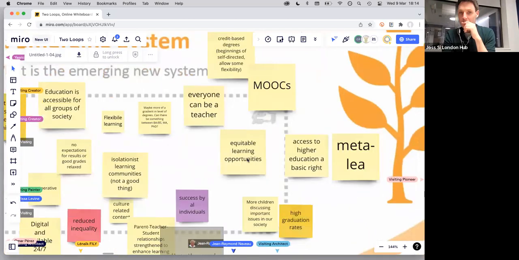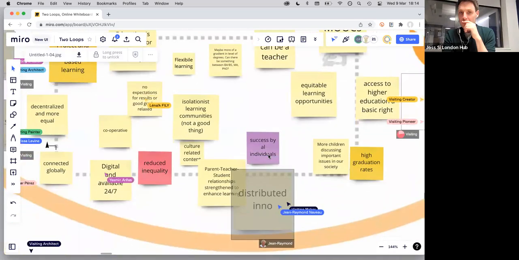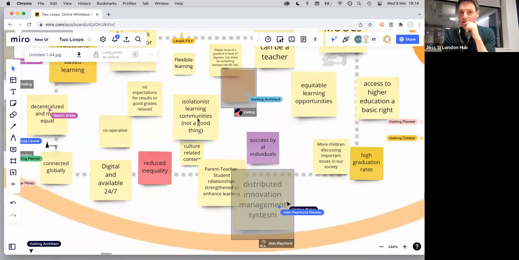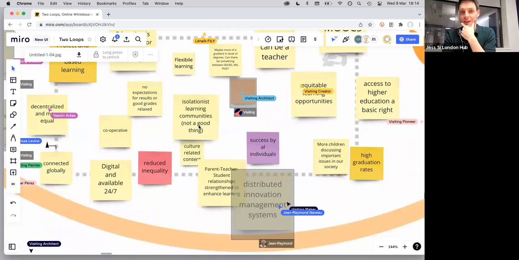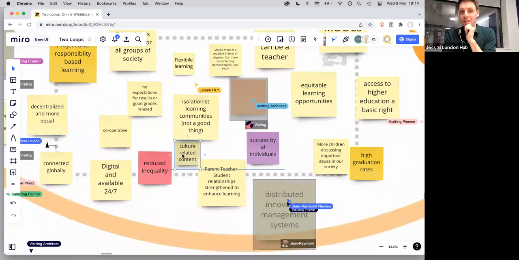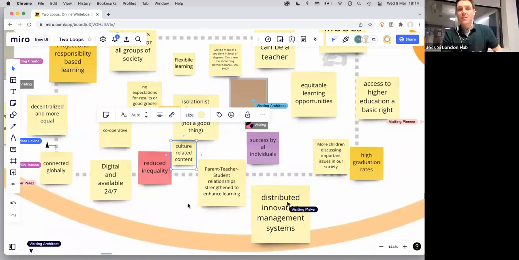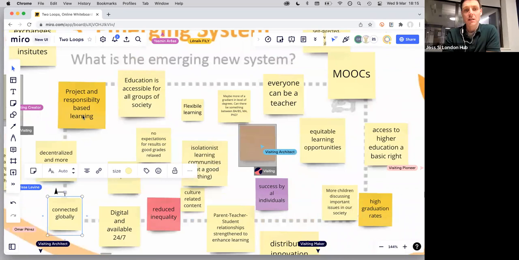Equitable learning opportunities. Accessed by all individuals. Isolationist learning community, not a good thing. Okay, culture-related content. Teacher-parent-student relationships strengthened to enhance learning. Decentralized and more equitable, globally connected. Project and responsibility-based learning. Education is accessible for all groups of society.